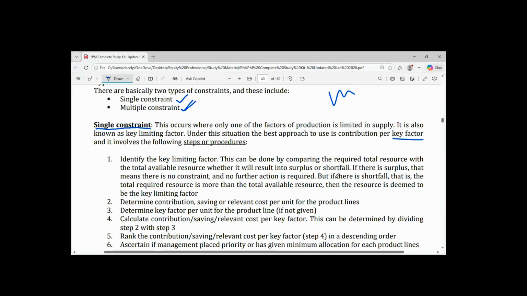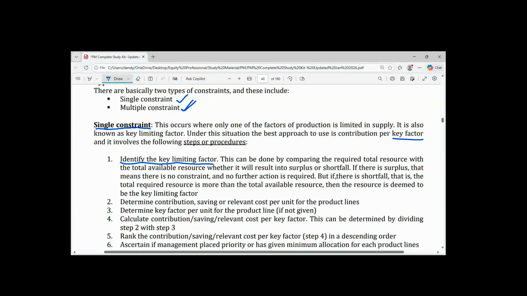The first step is to identify the key limiting factor. How do you identify the key limiting factor? This can be done by comparing the required resources with the available resources, whether it will result in a surplus or shortfall to the organization.